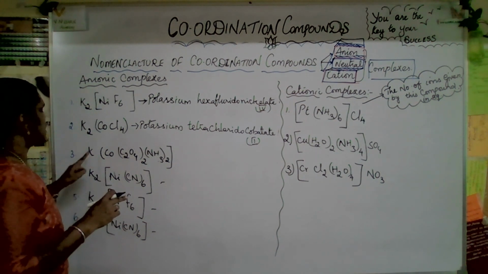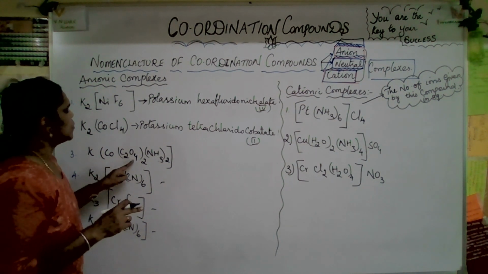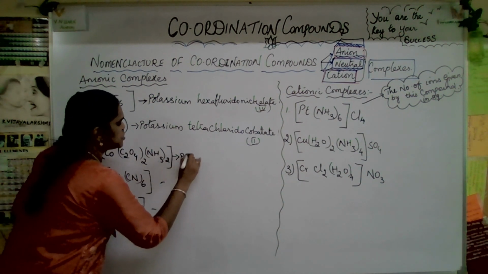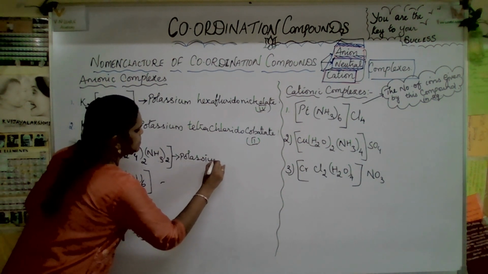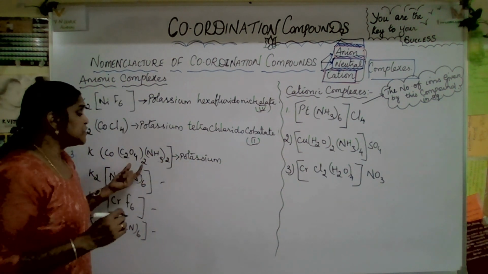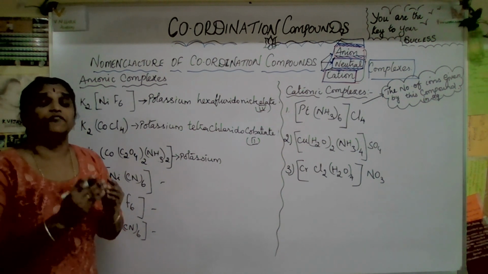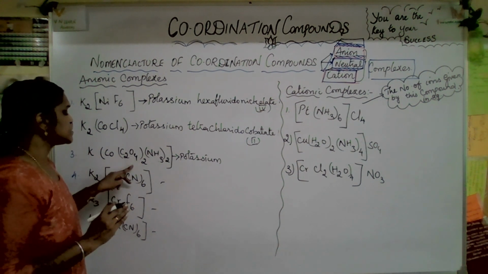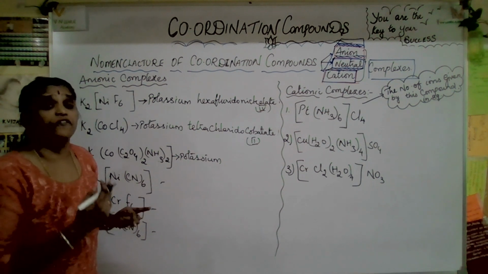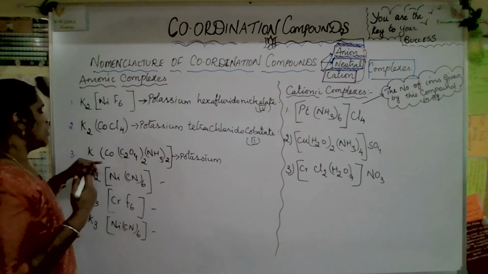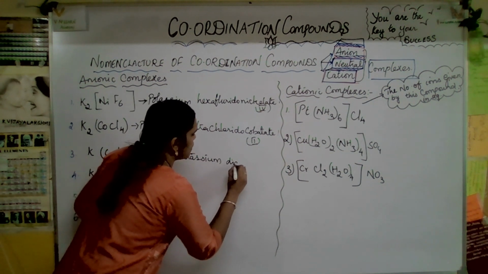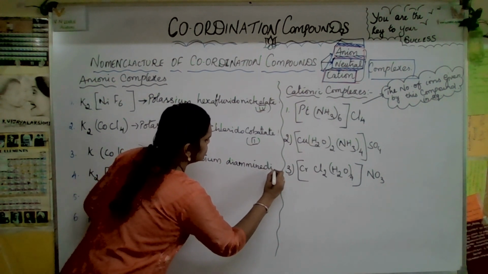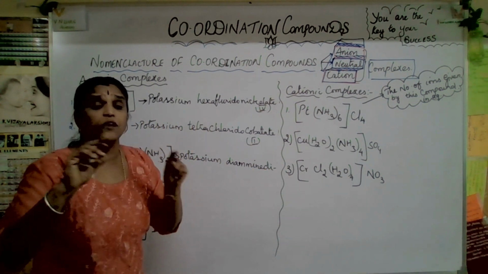Okay, now this next one, K[Co(C2O4)2(NH3)2]. Now in this, what is the name? Potassium. According to this, there are two ligands, so we have to give priority to alphabetical order to give the name. So that means diammine, dioxalato, cobaltate. According to that, you have to give the oxidation number also. Okay, now this is diammine, dioxalato.